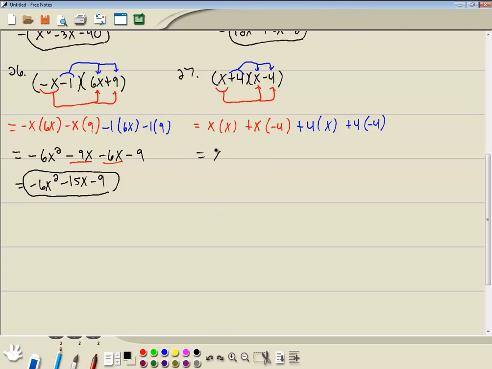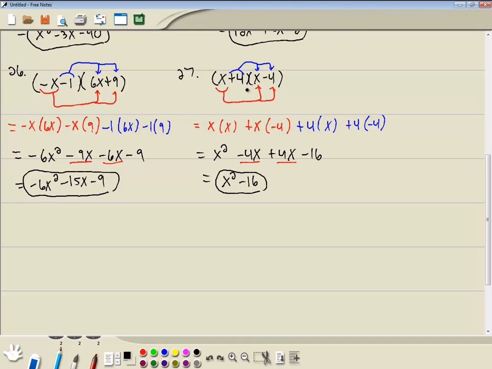Well, x times x is x squared. X times negative 4 is negative 4x. 4 times x is 4x. And 4 times negative 4 is negative 16. Always combine together like terms. Negative 4x plus 4x is going to cancel. And we're left with x squared minus 16.